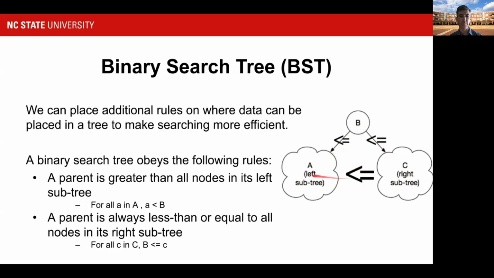And it always has to obey these rules. Another way of looking at it is that a parent is greater than all the nodes in its left and less than or equal to all the nodes on its right. And it doesn't matter which subtree you pick out of a big tree, this relationship has to be true. It's true recursively for all the nodes within the binary search tree.